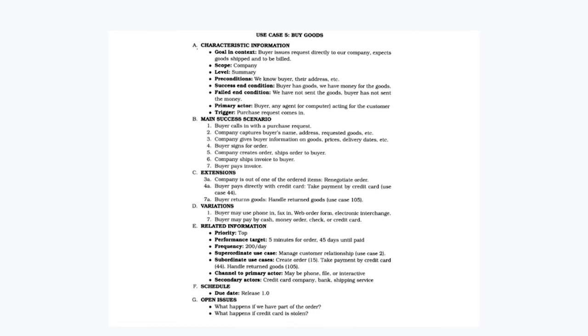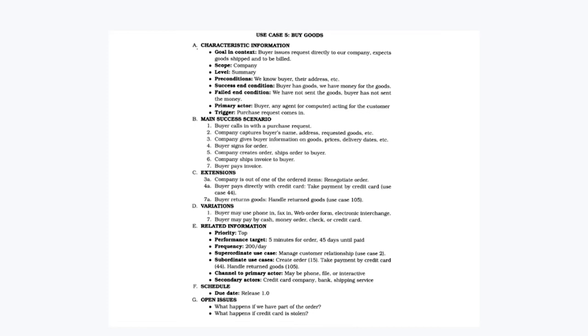So likewise, it is very easy for us to understand. There are preconditions. What are the preconditions for that particular company? They should know the buyer, their address, etc. Likewise, what is the main success scenario? What happens when a successful transaction takes place? Buyer calls and purchases. They will pay the money, then they will get the item, and we'll be okay. There won't be any problems. This is the usual stuff.